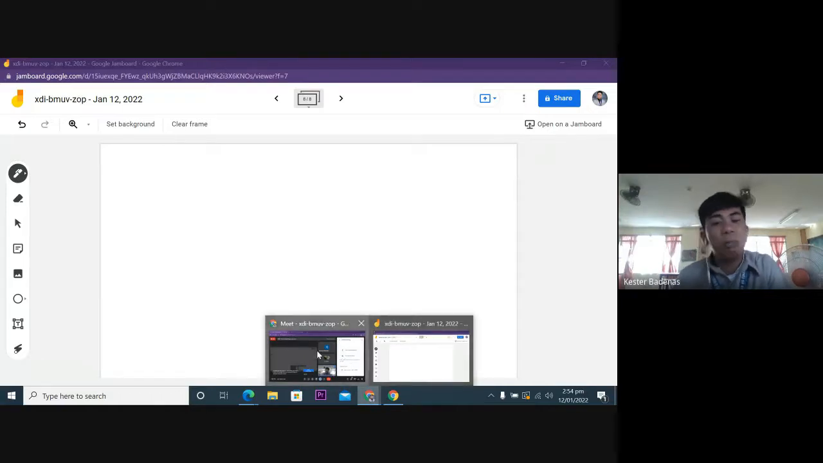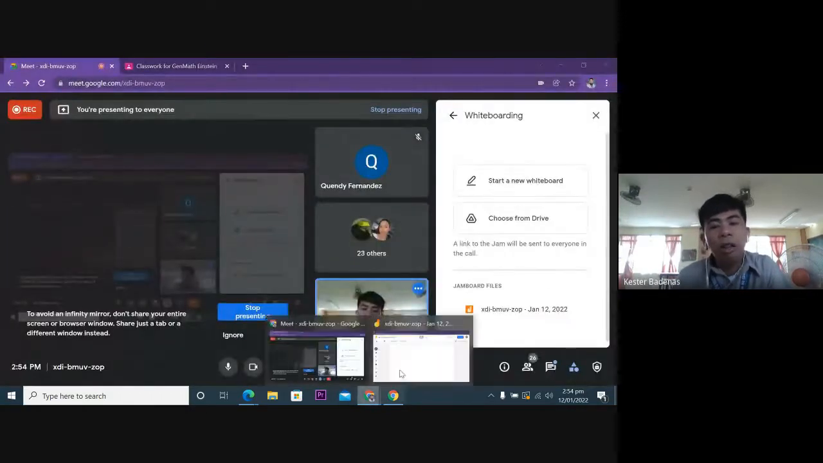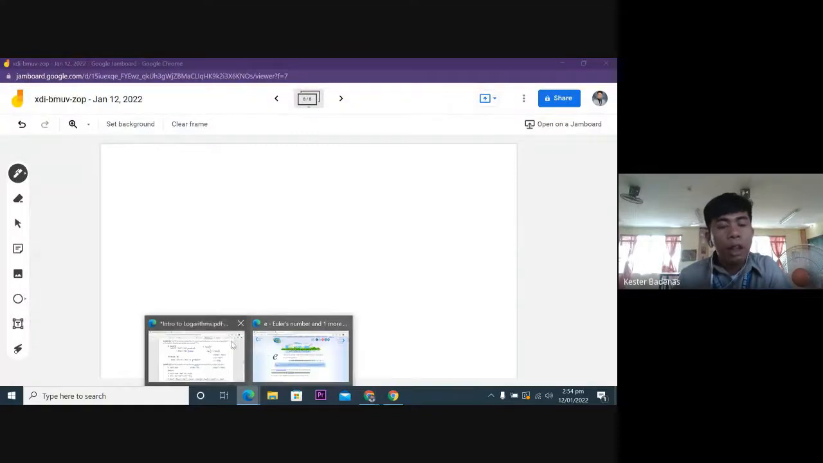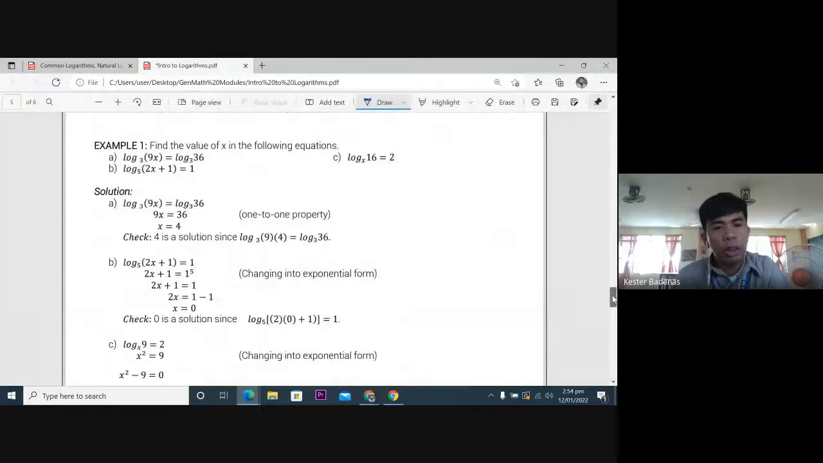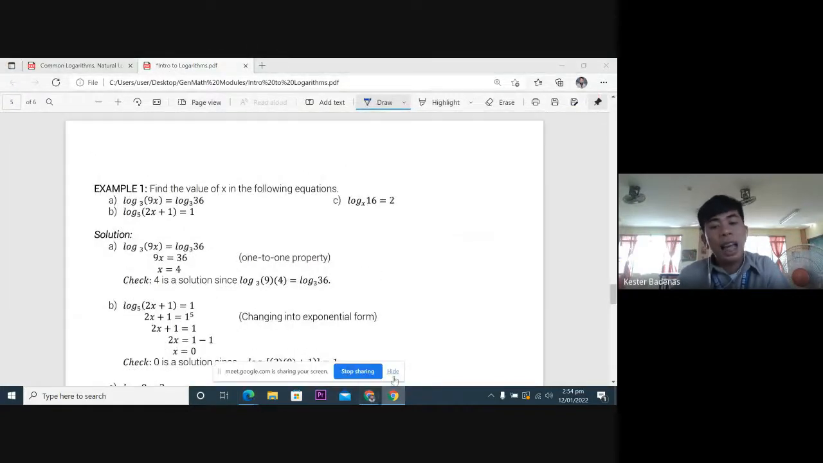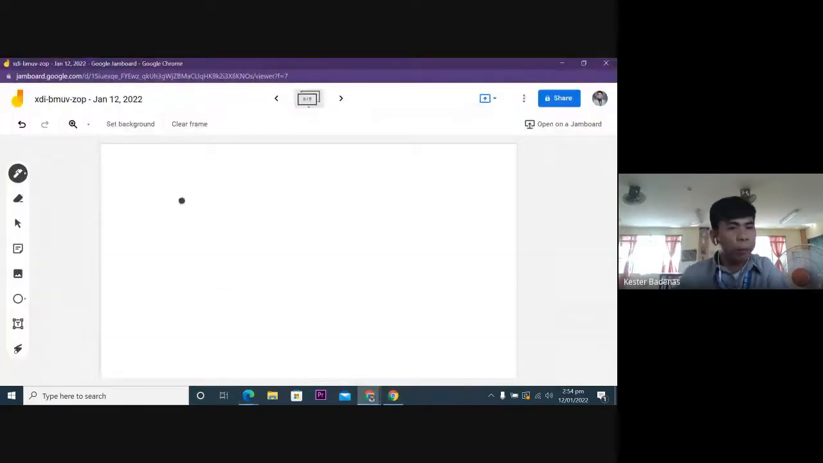So we still have 6 minutes to discuss about solving logarithmic equation. We have 2 ways, class, of solving logarithmic equation. So, we have case 1. Case 1 natin is kapag parehong both sides of the equation is yung may logarithm. Let's take, for example, logarithm of 9x with a base 3 is equal to the logarithm of 36 with a base 3.